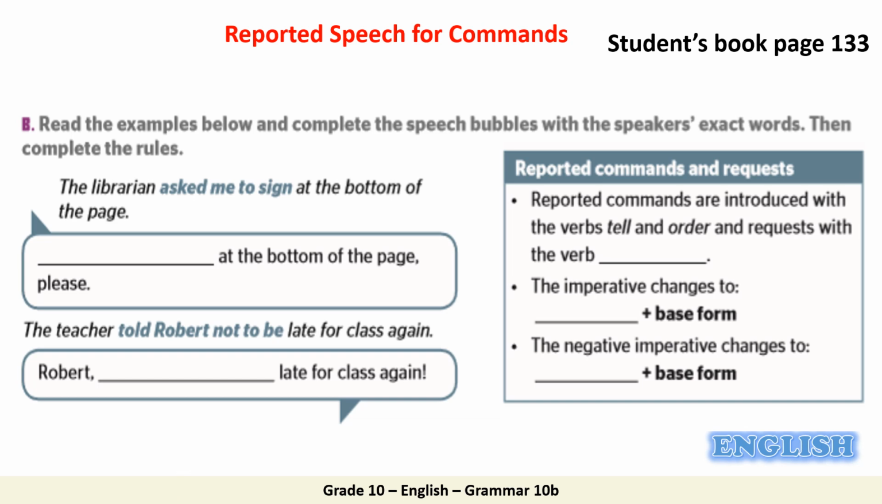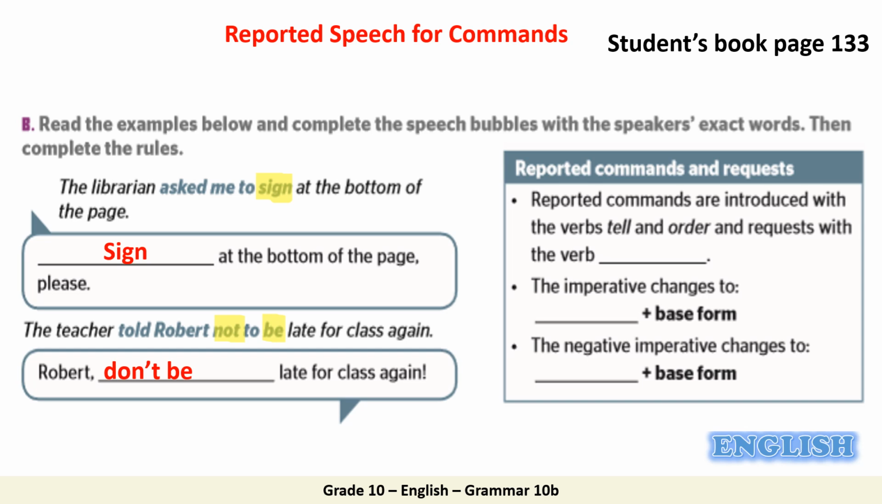Okay, let's start with number 1. The librarian asked me to sign at the bottom of the page. So what was the original sentence in the direct speech? Excellent. Sign here should remain sign. Sign at the bottom of the page, please. Okay, example 2. The teacher told Robert not to be late for class again. So we have the verb be, what else? The negative, not. So you are going to say, excellent, Robert, don't be late for class again.